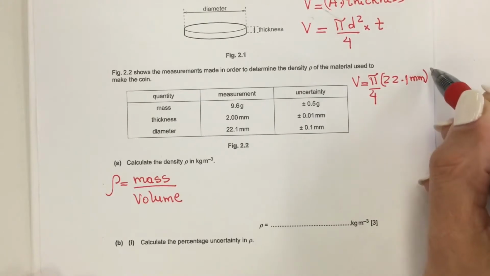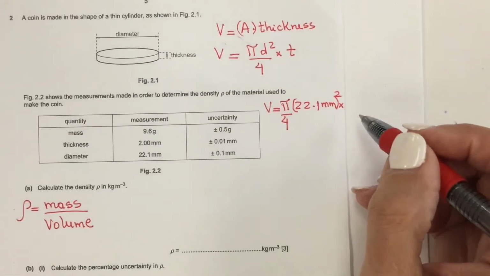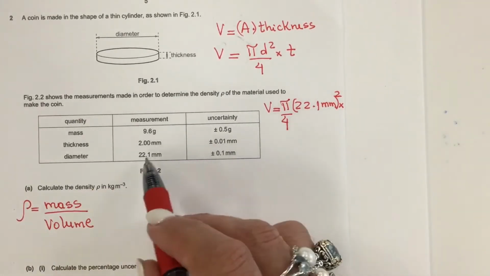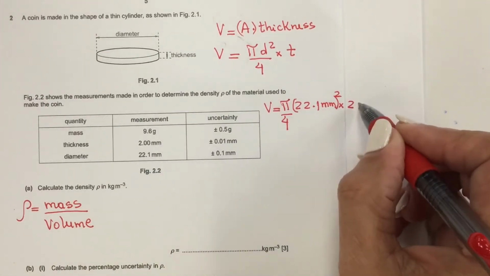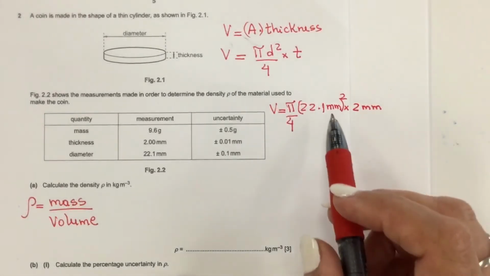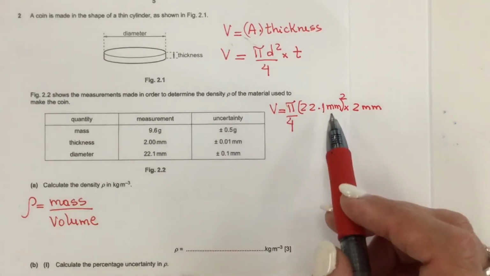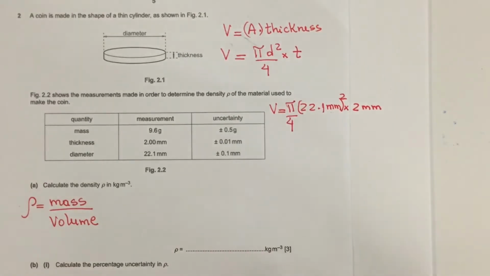mm, squared, times t, and t is the thickness, which is 2 mm. Notice that I'm using the units provided in this table, and I did my substitution with the units. However, my answer needs to be given in cubic meter.